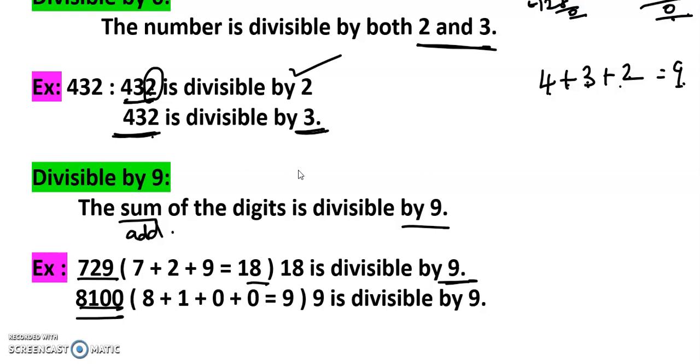So the sum of the digits. If you add the numbers, 8100 they have given. If you add 8 plus 1 plus 0 plus 0: 8 plus 1 is 9, 9 plus 0 is 9, 9 plus 0 is 9. So 9 is divisible by 9. Then we can say 8100 is also divisible by 9. So these are the tests of divisibility.